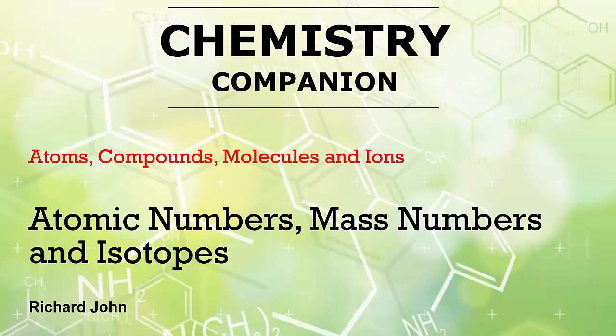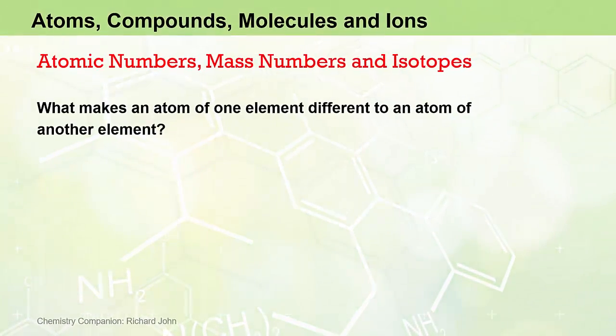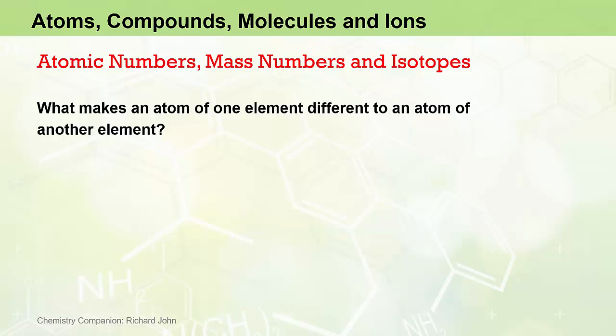In previous videos, we looked at general aspects of atomic theory and atomic structure. In this video, we investigate the differences between atoms of different elements and characterize them using atomic numbers and mass numbers. We are also introduced to the concept of isotopes. So we start by asking the question, what makes an atom of one element different to an atom of another element?